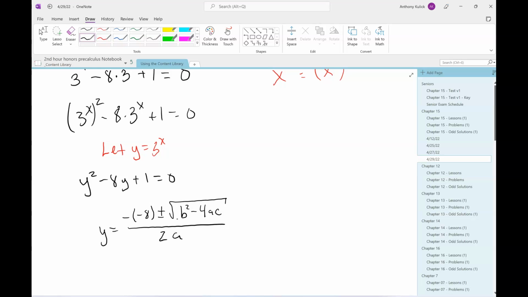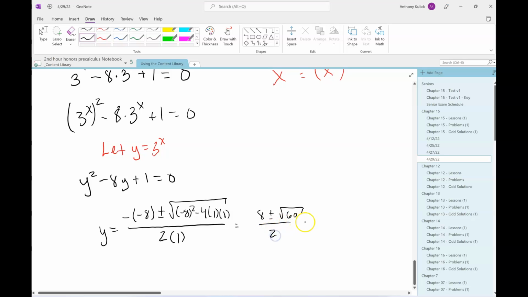Oh my goodness. What did I do here? For you, I will. There we go. So what do I get here? I get 8 plus or minus the square root of 60, divided by 2.